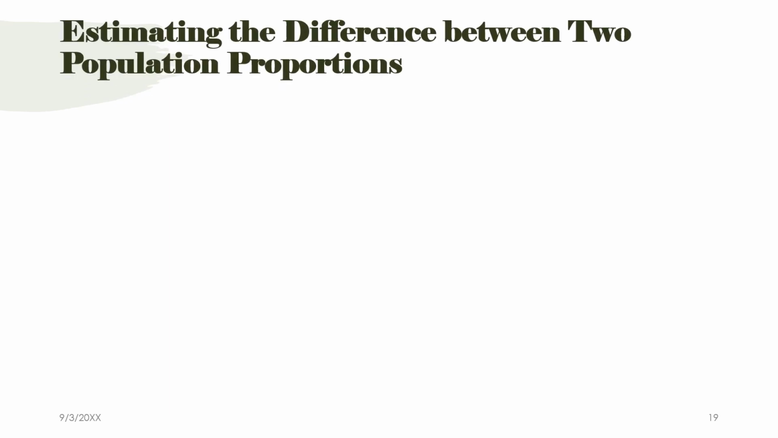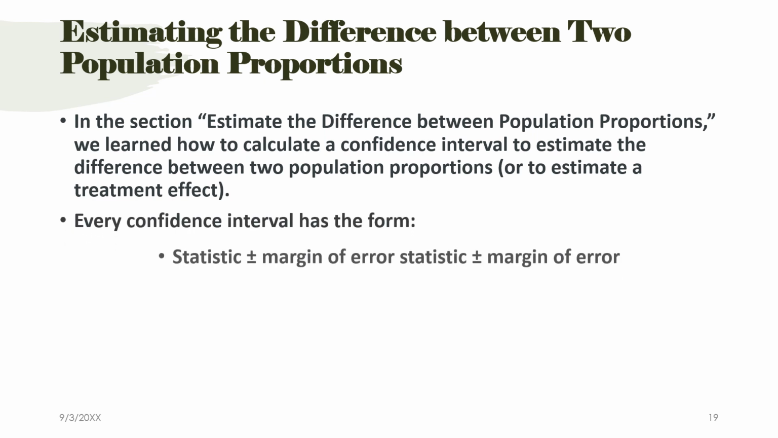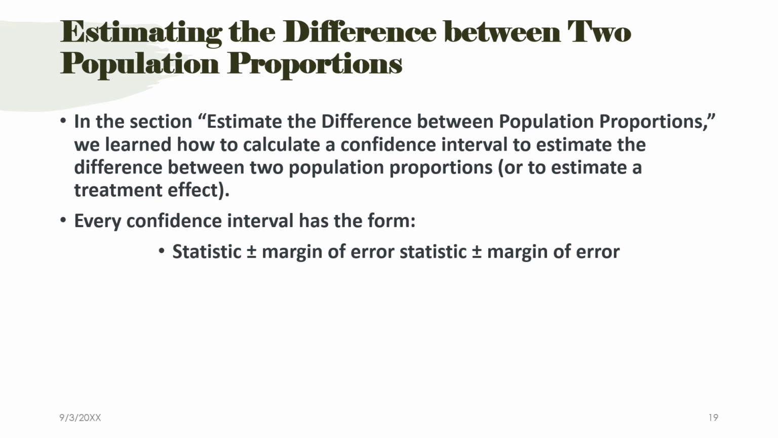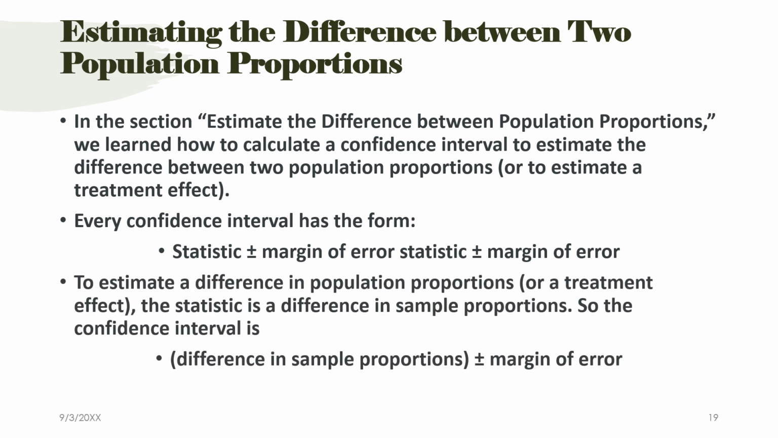Estimating the difference between two population proportions. In this section, we learn how to calculate a confidence interval to estimate the difference between two population proportions or to estimate a treatment effect. Every confidence interval has the form: statistic plus or minus margin of error. To estimate a difference in population proportions or a treatment effect, the statistic is the difference in the sample proportions. So the confidence interval is the difference in sample proportions plus or minus the margin of error.